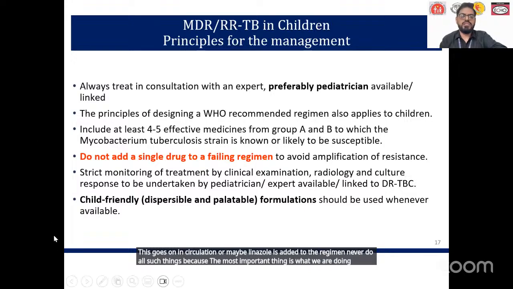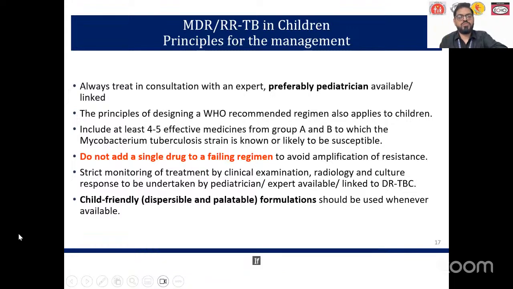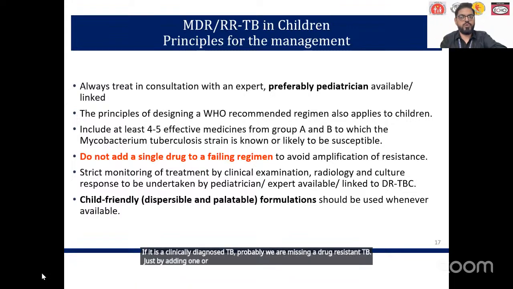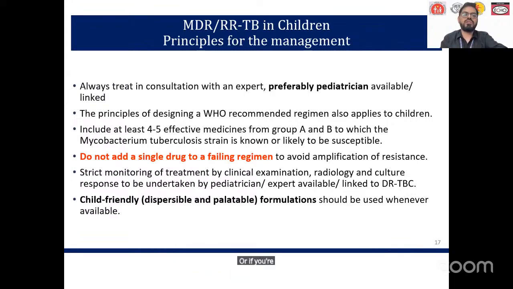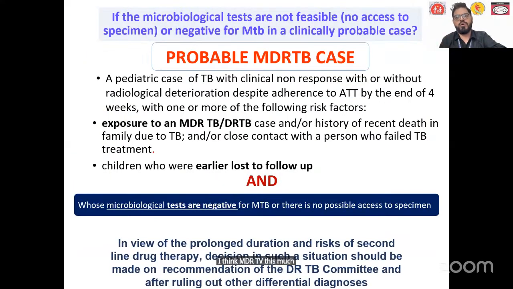Never do such things, because the most important thing is what we are doing. If it is a drug sensitive TB in the first place, we should know why it is not responding. If it is a clinically diagnosed TB, probably we are missing a drug resistant TB. Just by adding 1 or 2 drugs, we are not going to do any good to the patient. In fact, we are going to propagate resistance to these 2 drugs, which are actually good drugs for MDR TB. So never add a single drug. If you think your patient is not responding, follow the protocol and reinvestigate the patient, or if you are not in a position to do it, just refer the patient to a center that has all the facilities to do a detailed investigation. I think this much on MDR-TB is okay for the audience here.